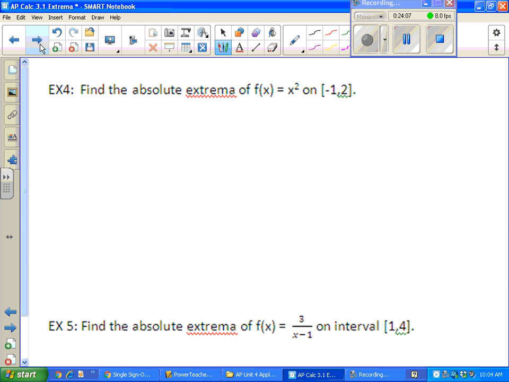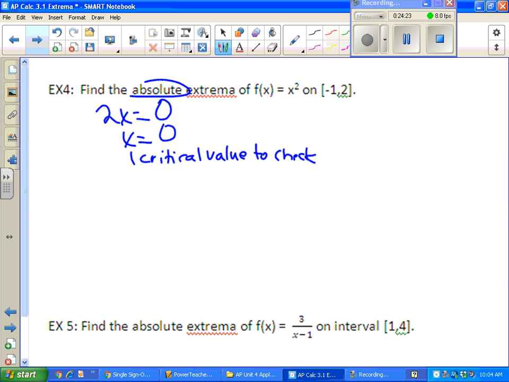All right, find the extreme on a closed interval. So this was too easy. 2x is equal to 0. x is equal to 0. I have one critical value to check. But this time I'm looking for what? Absolute extrema. So that means, notice that there's a bracket there, I have to include negative 1 and include what? Positive 2. So also include endpoints. That's the difference between relative and absolute. So I also have x equal to negative 1 and x equal to positive 2.